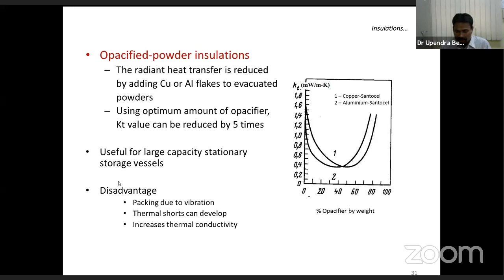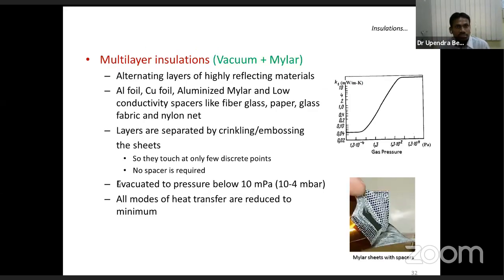The next type is multi-layer insulation, the vacuum insulation with mylars, where you use alternate layers of highly reflecting materials in this vacuum zone.